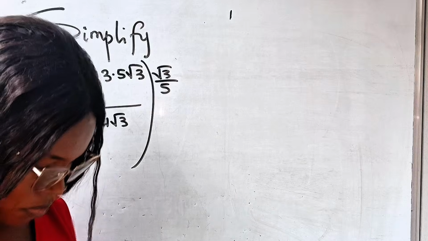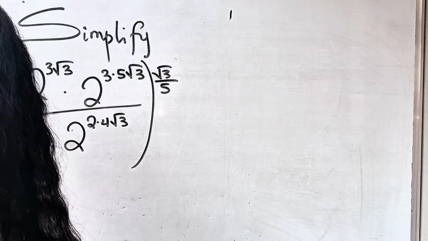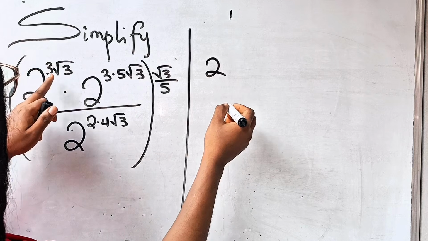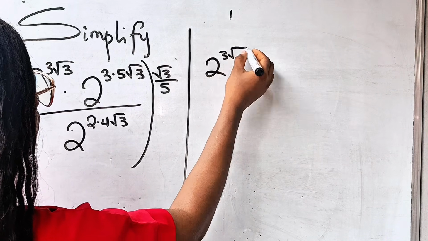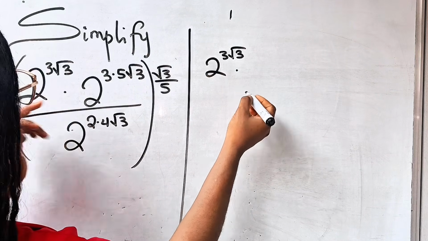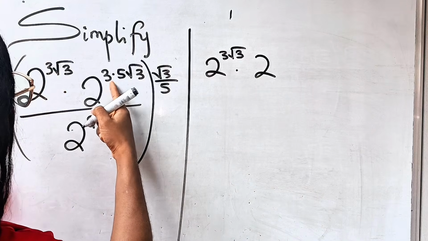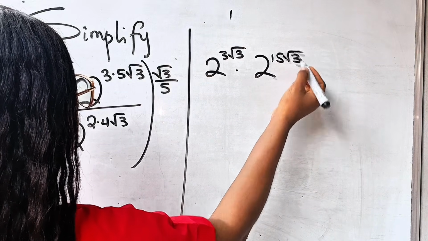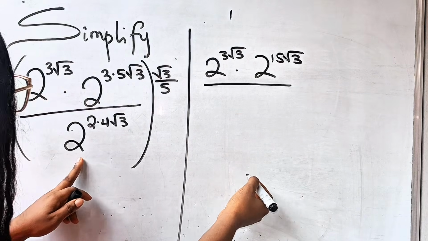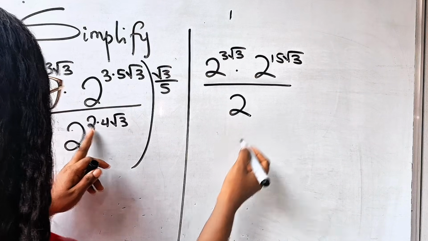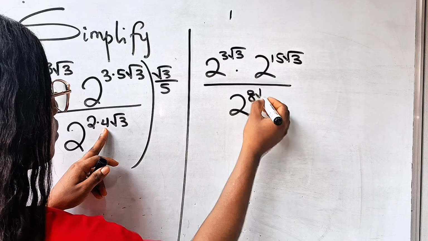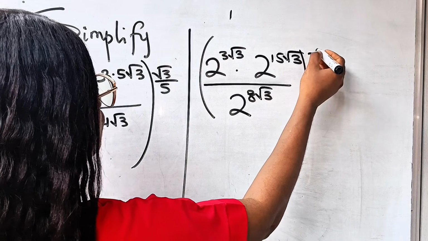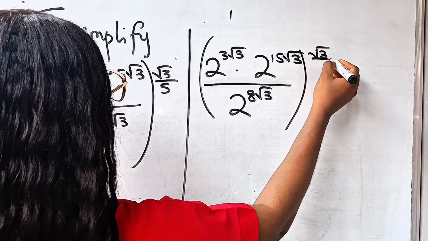So we have 2 to the power of 3 root 3 multiplied by 2 to the power of 3 times 5, which is 15, divided by 2 to the power of 2 times 4, which is 8. Everything raised to the power of root 3 over 5.